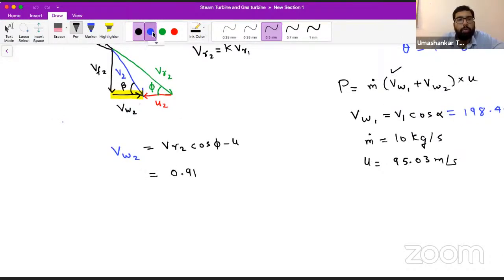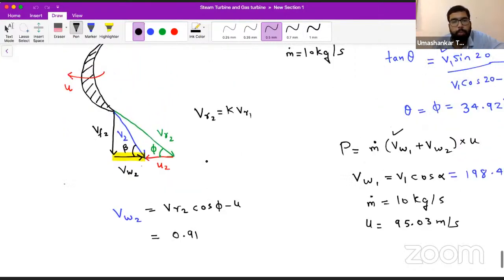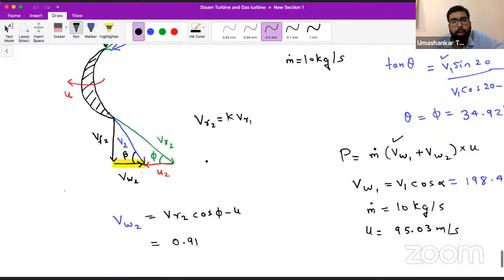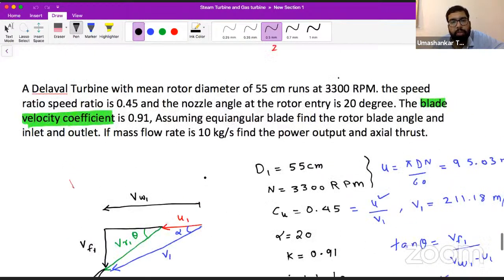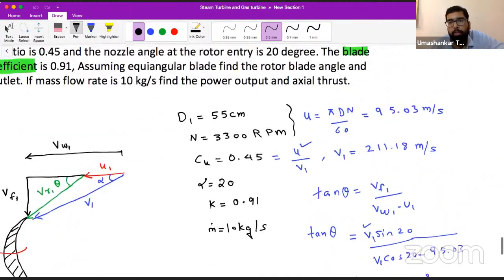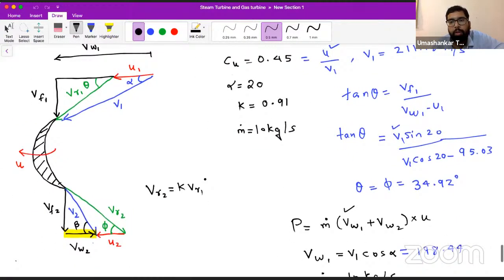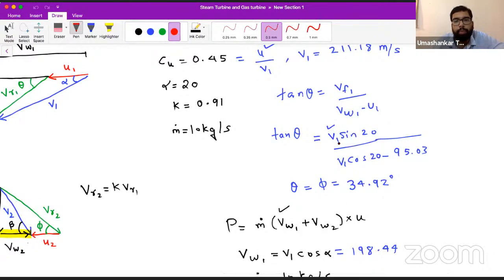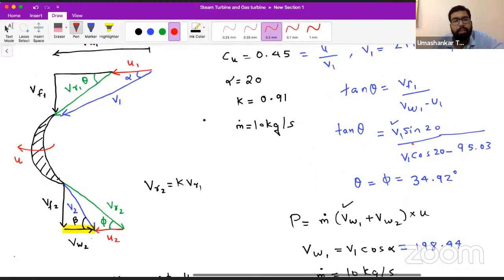So we are putting the value of this VR2 equal to 0.91 into cos into VR1. So what is our VR1? We have not calculated VR1 till now. So we have to calculate VR1 also. This much is VR1, no? Sorry, let's just calculate the VR1.